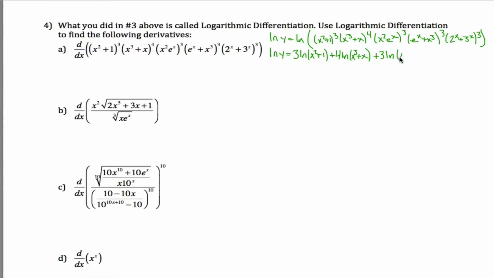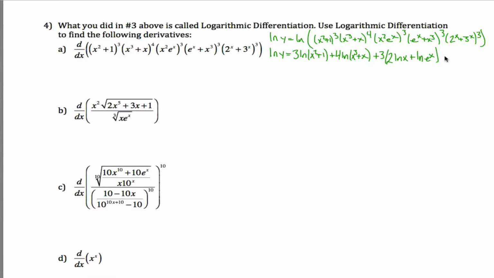plus 3 times the natural log of x squared e to the x, which actually I could break up a little bit further. Maybe I'll do that here. 3 times the natural log of x squared, 3 times, okay, how about this? 3 times, open up some parentheses, and then for that x squared, I can bring the 2 down in front, so 2 natural log of x plus the natural log of e to the x. That all came from this term.